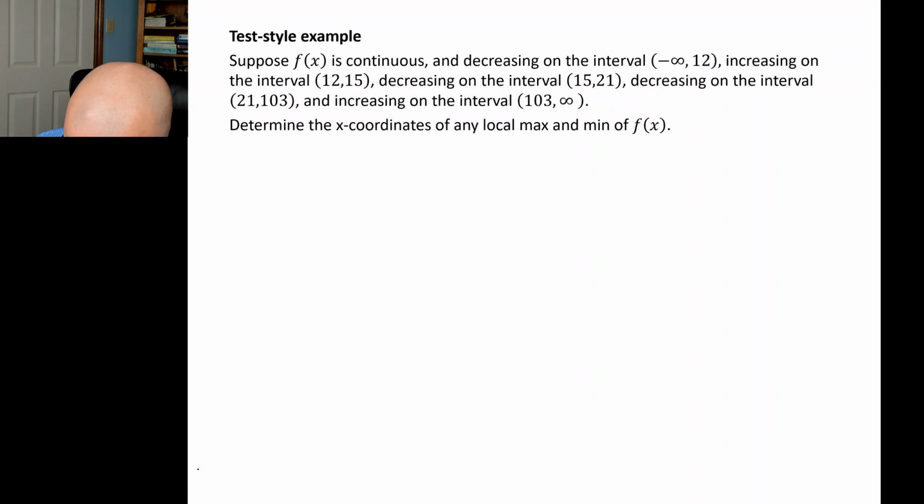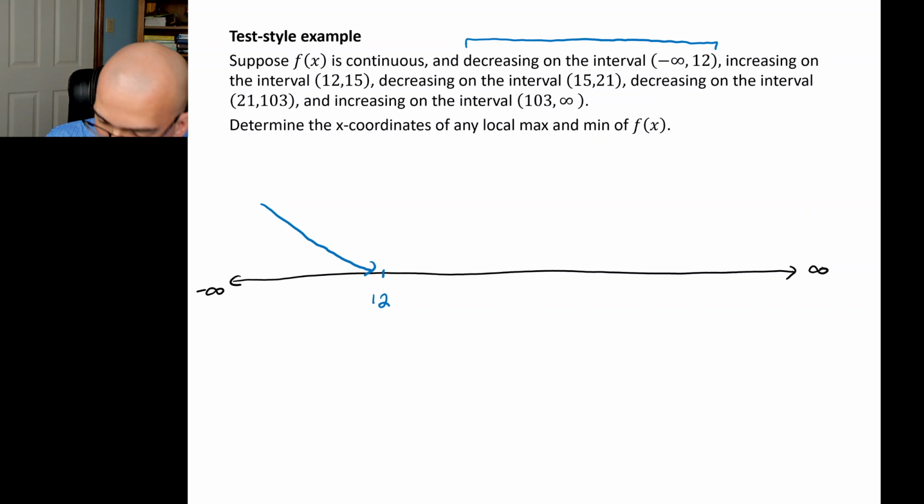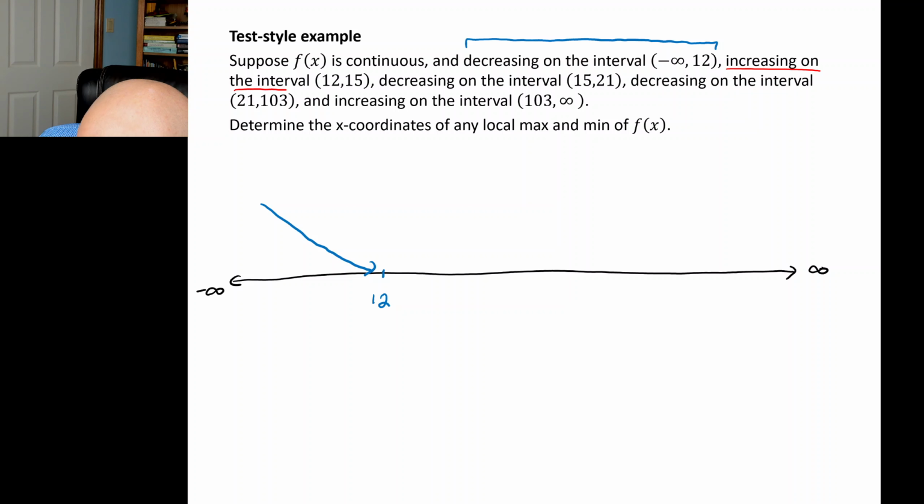I'm going to make a number line. And the first information is that the function is decreasing on the interval from minus infinity to 12. So there's 12. I'm going to do a little down arrow for that. It's decreasing there. And it's increasing on the interval from 12 to 15. So put a little up arrow there.